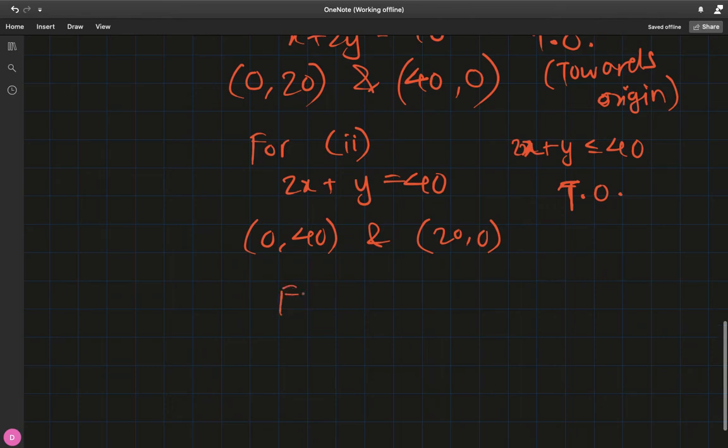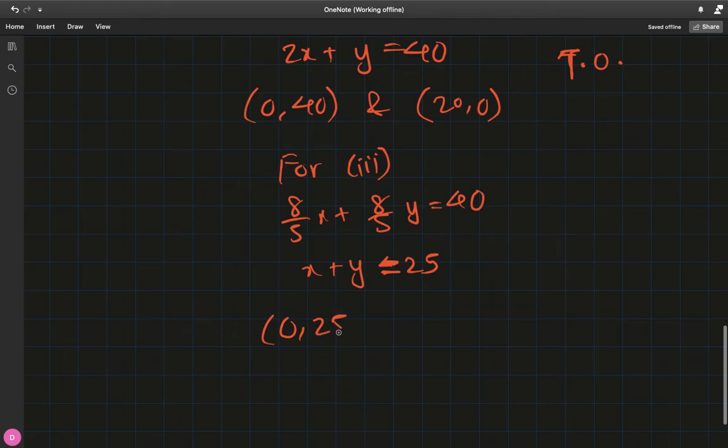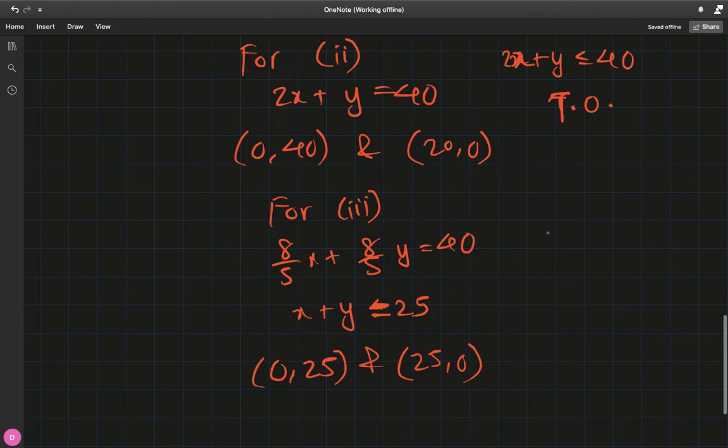And let's do this for 3. So we have 8 over 5 x plus 8 over 5 y is equal to 40. We can simplify, so we have x plus y is equal to 25. So the points that we care about are 0, 25 and 25, 0. And the inequality that will be satisfied should be x plus y is less than or equal to 25. If you plug in 0, 0 is less than 25, so it will be the region towards the origin that is feasible for this.